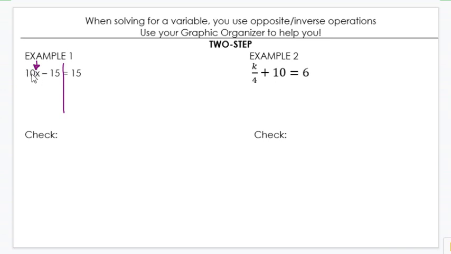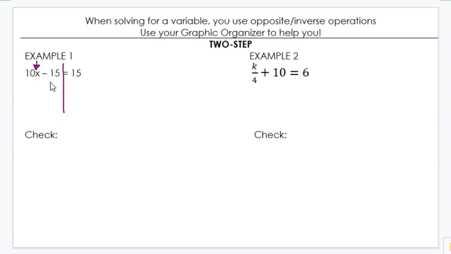So I look at what's around it. I have 10 times x, but I also have a minus 15. So starting on my foldable, do I have any grouping symbols? Are there any parentheses, brackets, braces, or fraction bars? And the answer is no. Then we say, are there any like terms on the same side that need to be combined? No, we can't combine anything over here and nothing on this side. Do we have variables on both sides? No, we don't. So the next step was, do we have constants? And we do. We have a minus 15.